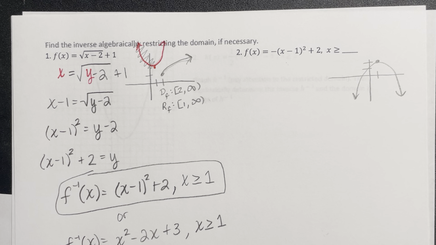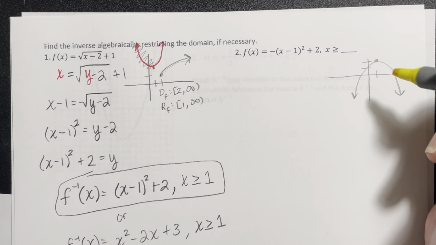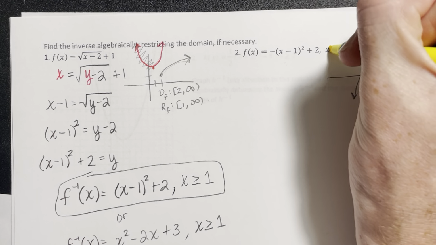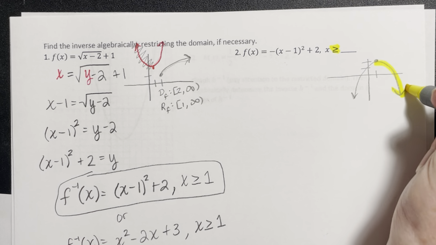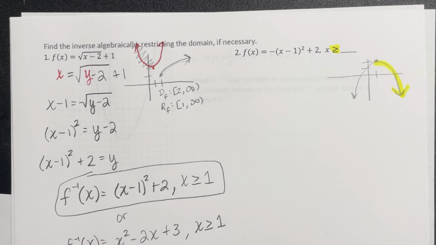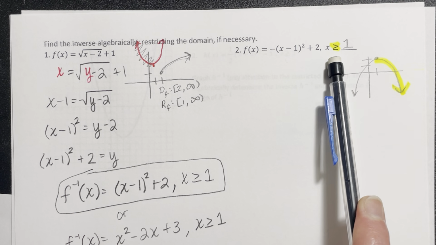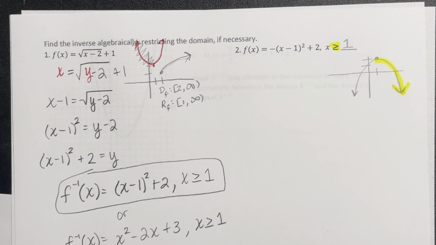So this parabola is not one-to-one, but if I limited its domain, then it could be one-to-one. So we have x is greater than or equal to some number. This would be one-to-one if we were looking at greater than or equal to positive 1. So we're going to focus on that. Now it could have said less than or equal to positive 1 as well, and that would just give us a different domain, which would in turn give me a different inverse function.